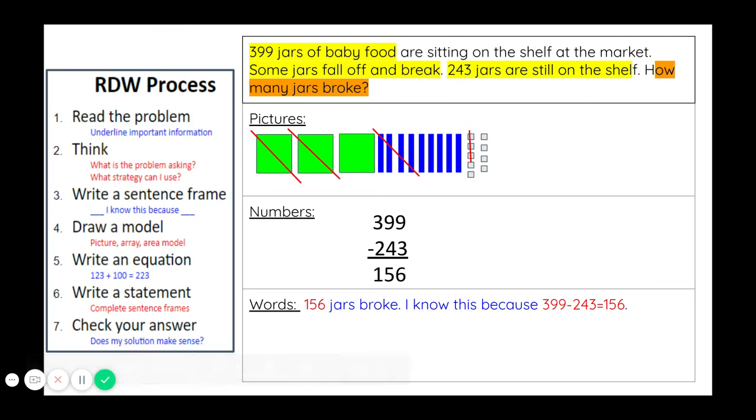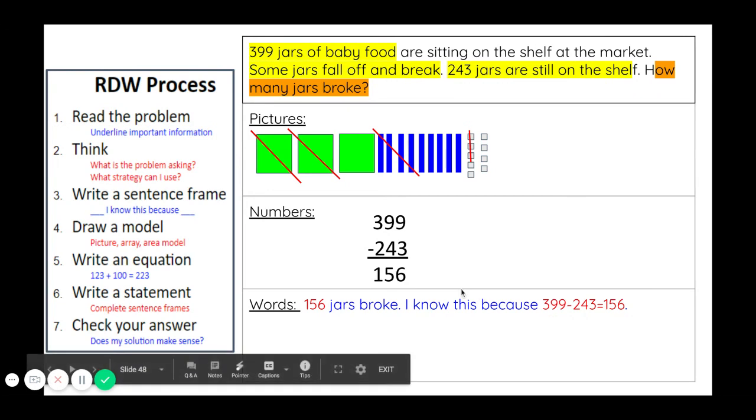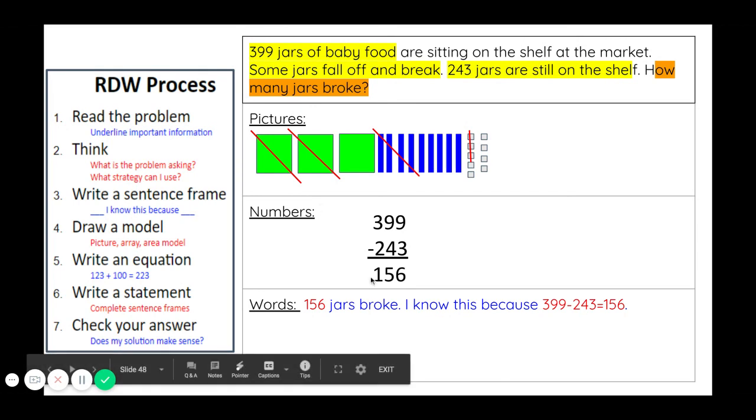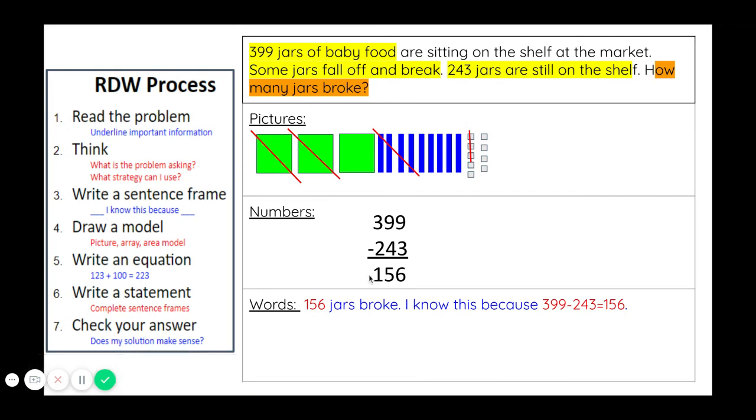Before I finish, I need to check my answer. I can check my answer again by adding 156 plus 243. If I do that, I get 399. So there were 399 jars on the shelf, 156 fell off and broke, and then 243 jars were still on the shelf.